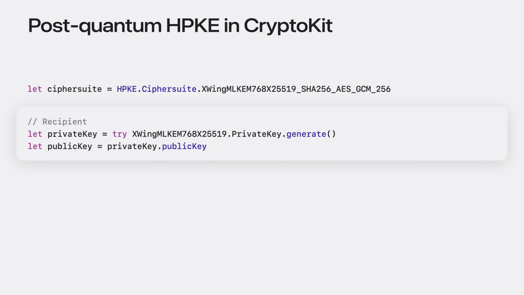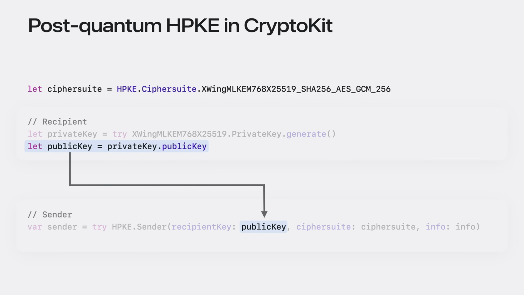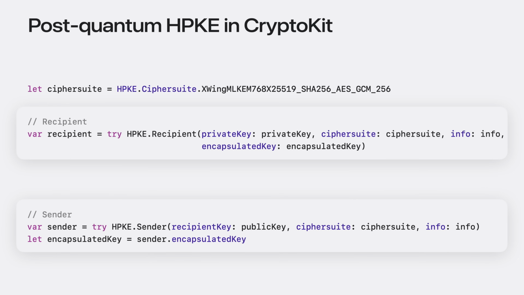On the recipient side, you make an X-Wing key pair. If your app already uses classical HPKE with CryptoKit, migrating to post-quantum HPKE is just a change of cipher suite and key type. So the only parts specific to the quantum secure HPKE API are these first few lines. The recipient shares their public key. You then create the sender with the recipient's public key and create the recipient with the sender's encapsulated key.